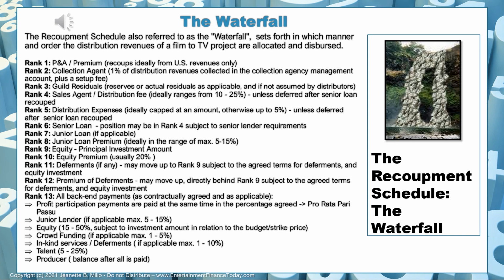Now here, everyone gets paid pro rata pari passu, which means all the profit participants get paid a percentage of the net revenues that you have arrived at after you paid everyone from rank 1 to 12. So now everyone gets paid their percentage. Meaning if a junior lender has a back-end profit participation and the equity and the crowdfunding, the in-kind, whatever profit participants you have, they now all get paid at the same time in accordance with the percentage that you gave them. So the allocated percentage would reflect the percentage of the net revenues that they would be paid.